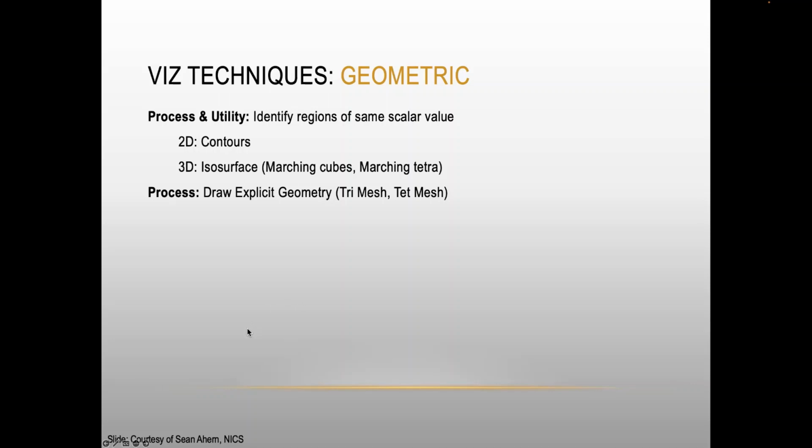And then another method for using the underlying geometry is to explicitly draw the geometry the way it is. So let's say you're working with a triangular mesh or a tetrahedral mesh, you can just draw it as is and then color it based on some properties, like some variables and things like that.